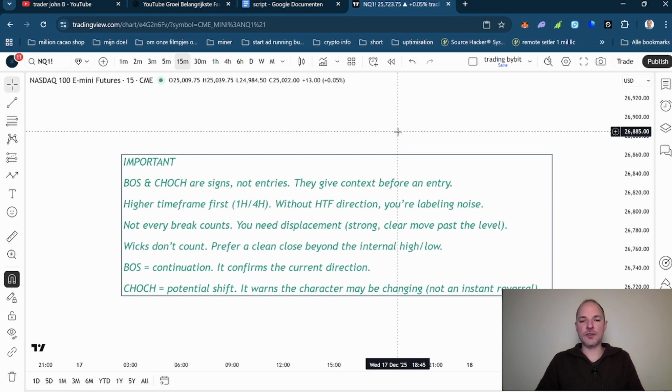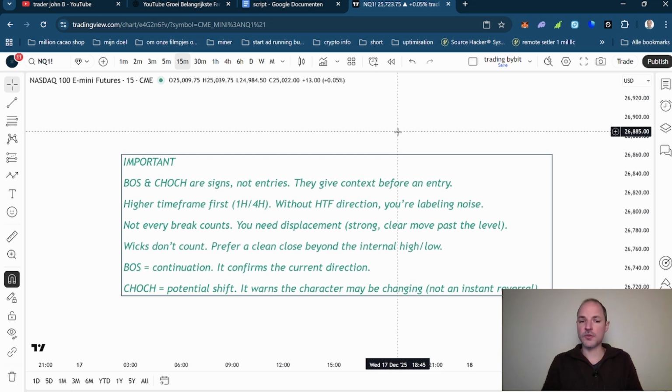Not every break counts. What do I mean by that? I don't want to see wicks. So if we have a wick out, it doesn't count. We need a full candle body. We need a strong displacement. That means we need a very strong candle moving. So we need displacement. We need a big candle that shows you the direction is continuing or we are heading to another direction.